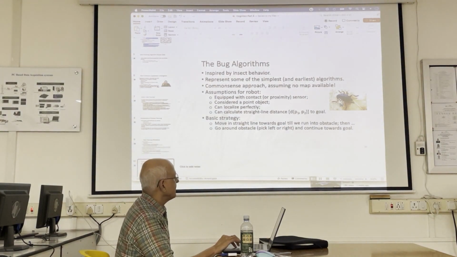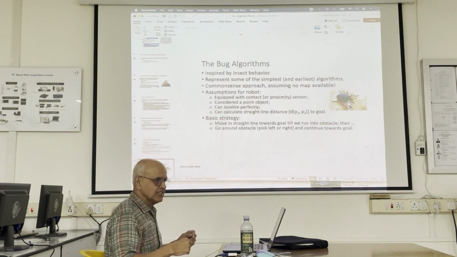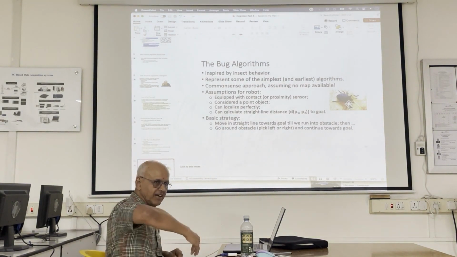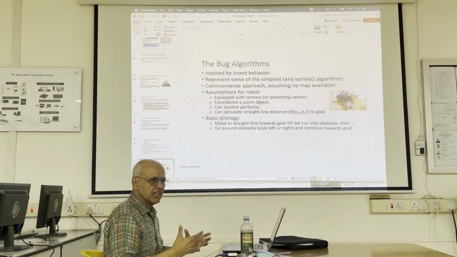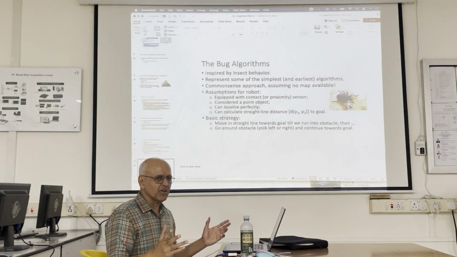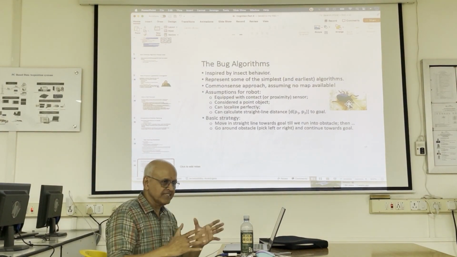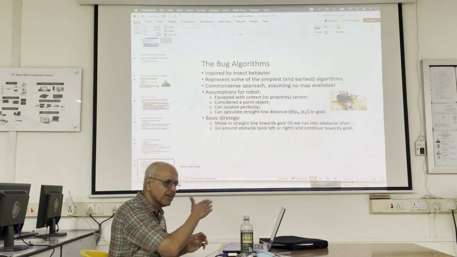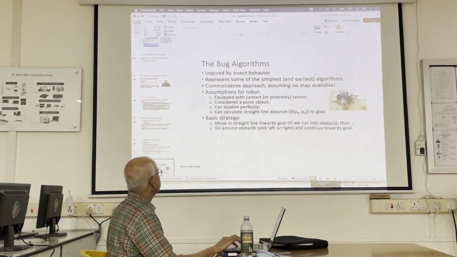They're really inspired by insect behavior. When an insect is going to a destination, when it reaches an obstacle, it will go along the obstacle till it gets to the other side. So that's why they call it the bug algorithms. Now, whether the insects know bug 1 and bug 2, I don't think so. I think they made up the bug 1 and bug 2, but the basic thing is the insect hits the obstacle, it goes around. So it is a common sense approach.